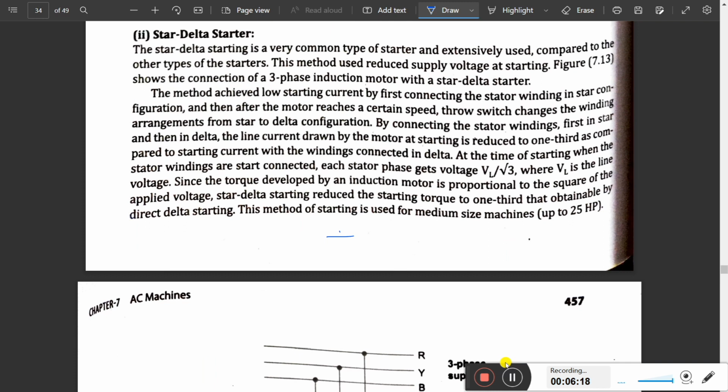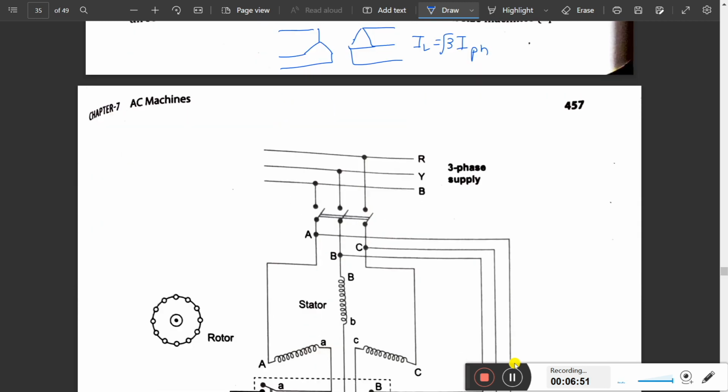Generally we know, in case of star connection, line current and phase current are the same. But in case of delta connection, the line current is root 3 times the phase current. In this method, the voltage will be reduced by VL by root 3 times and the current will increase for the stator side. Now observe this connection.